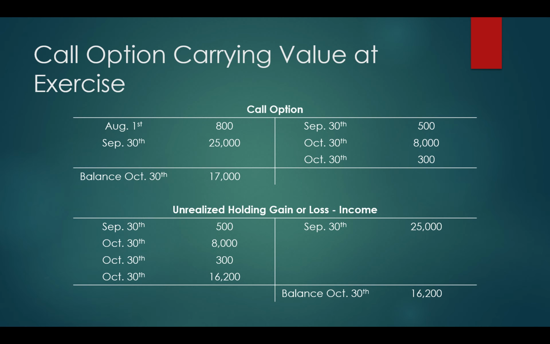For the unrealized gain, we again use a T account and see that the balance for the unrealized holding gain or loss income account is $16,200. Intuitively, this should make sense as well. The call option has a value of $17,000, but Coyote Inc. paid $800 for the option, so its gain should be $17,000 minus $800, or $16,200.